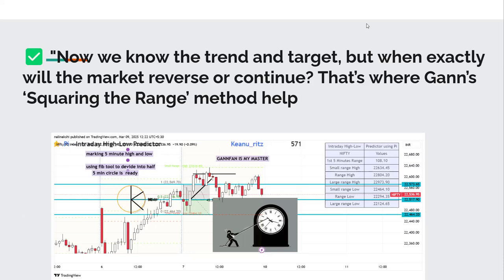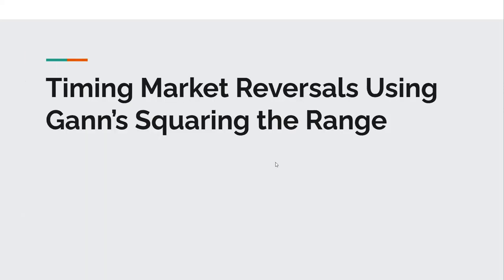For that, I presented yesterday how to calculate the Gann square, the exact time. You go to that video, go through the entire video and make the calculation. Unfortunately, I didn't find any indicator relating to that. No one has done that. Actually, you need to calculate manually for that. I have explained how to calculate them. Timing market reversals using Gann squaring the range.